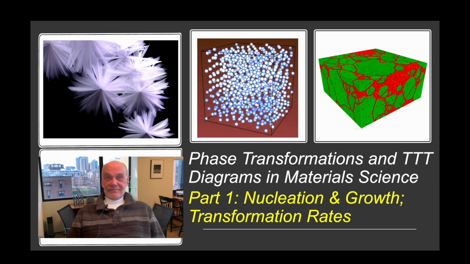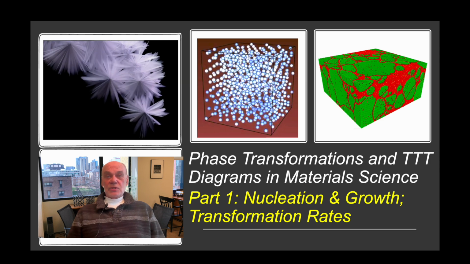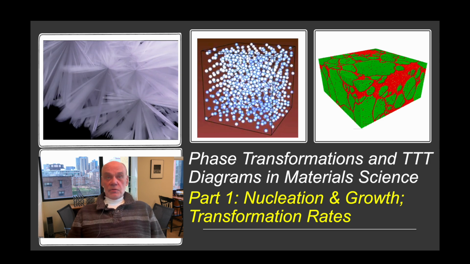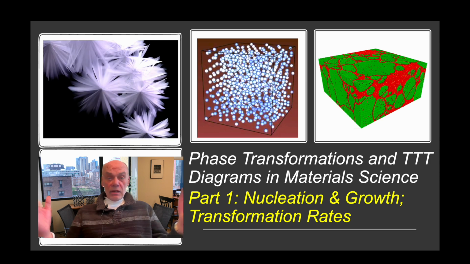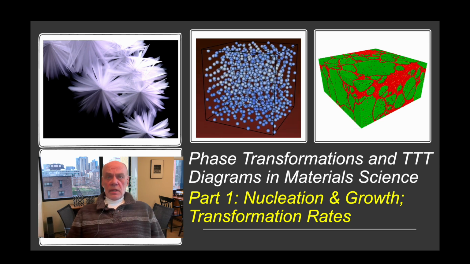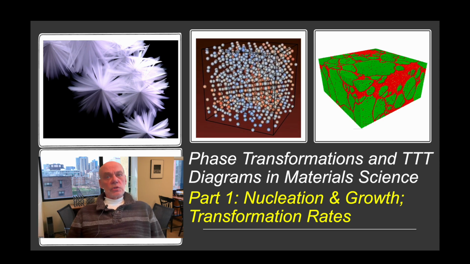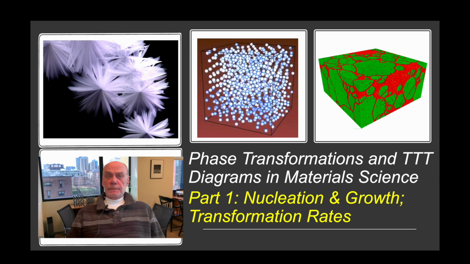Hello and welcome. The transformation of materials into different phases are critical in controlling their properties and performance. How long do they take? How do they take place? How can we control the transformation to produce a desired microstructure? How do we map and quantify the transformation as a function of time and temperature?